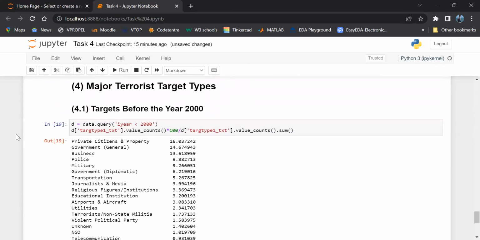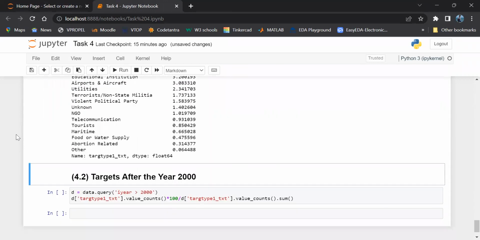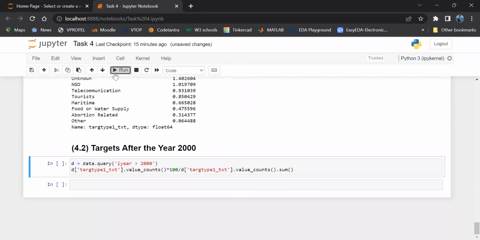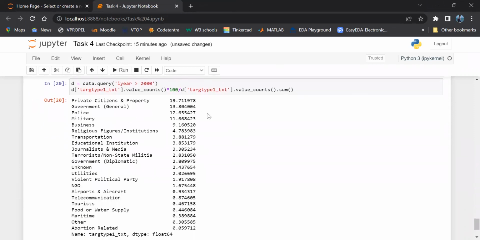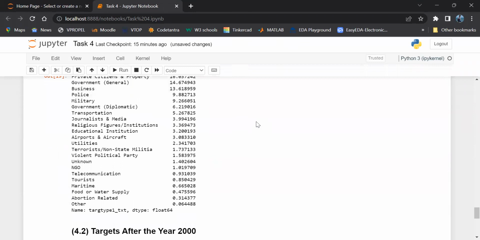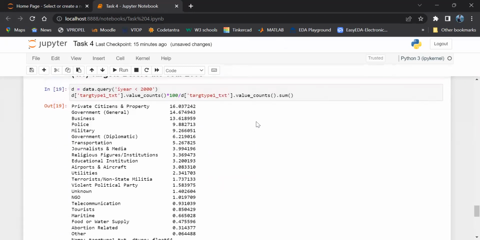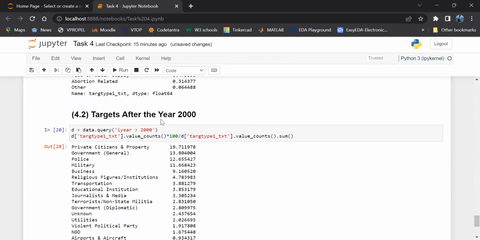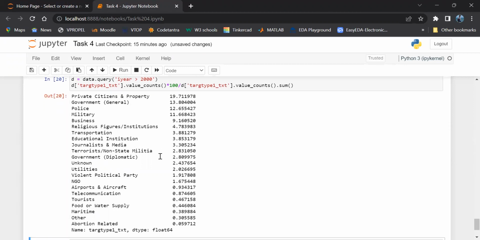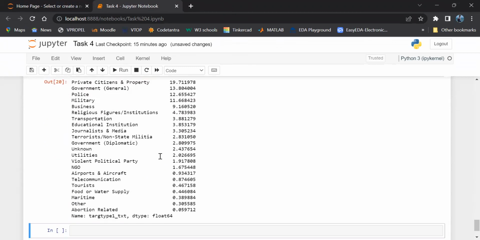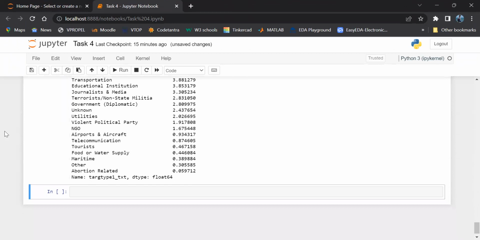Now, what about the target types after 2000? So let's run this. As you can see, 19% of the targets after 2000 are still private citizens and property. Government again stands second. The third target type before 2000 was business, and now it has become police and military. Business has gone to the fifth position. So yeah, this is it for the exploratory data analysis.